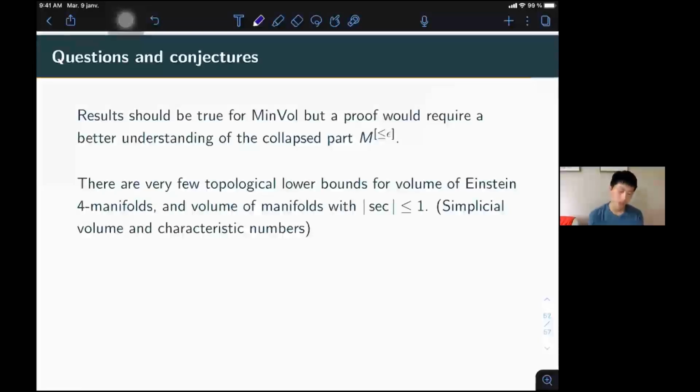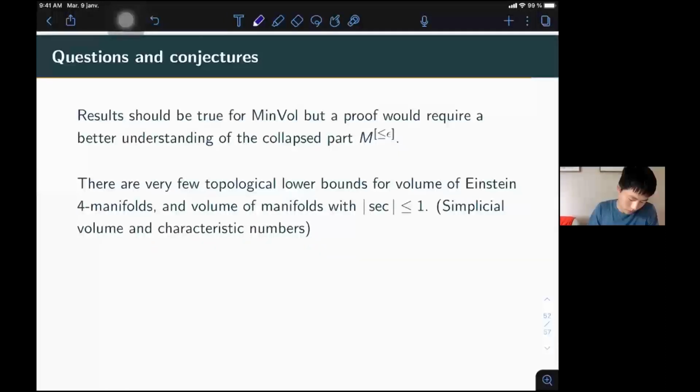Yes, so the last point I wanted to emphasize is that there are, unfortunately, very few topological lower bounds for the volume of Einstein four manifolds or the volume of manifolds with bounded sectional curvature. So when I say lower bound for the volume of Einstein four manifolds, I'm actually thinking of topological obstructions to the existence of Einstein metrics. And in each case, there are essentially just two kinds of obstructions. One is given by characteristic numbers.